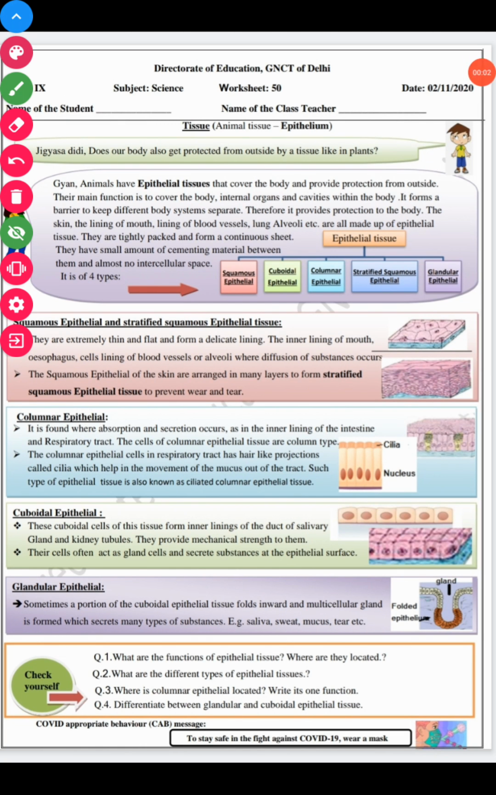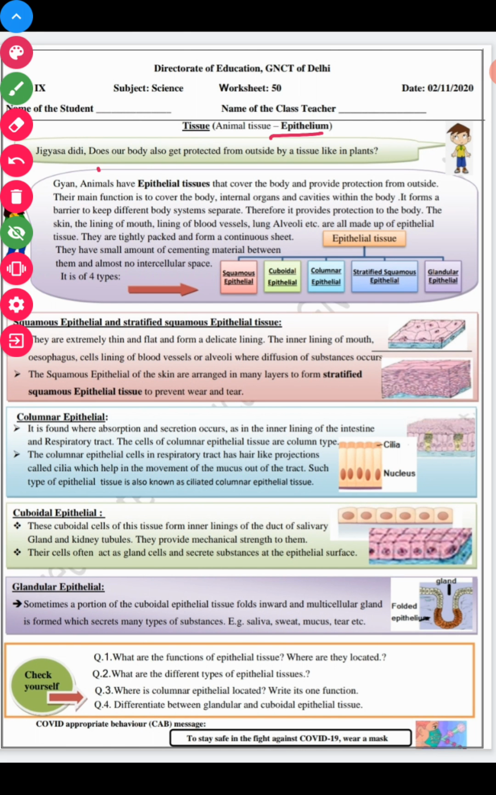Good morning, dear students. Once again, we are here to discuss our DOE worksheet 50. And as you know, we are doing our chapter tissue. In our previous worksheet, we have already completed plant tissue, and today we will discuss animal tissue. In animal tissue, we are going to discuss epithelium tissue, right?